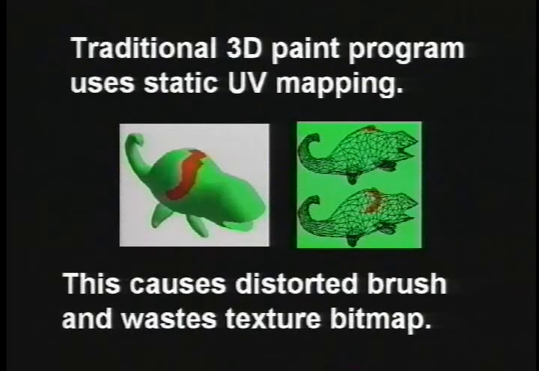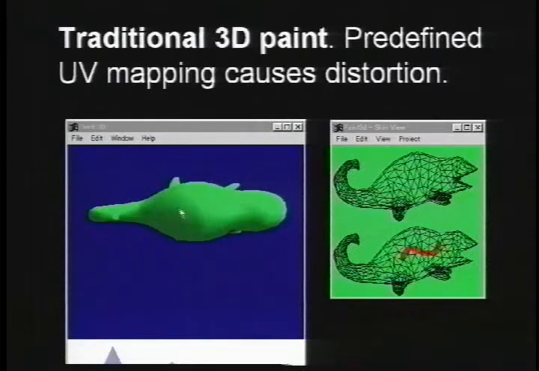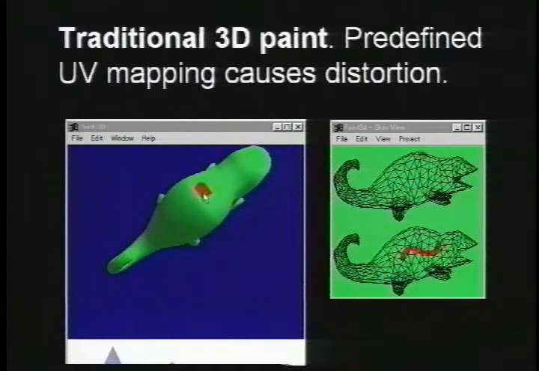Traditional 3D paint programs use static UV mapping, but this causes distorted brushstrokes and wastes texture bitmap. For example, if you use left to right projection, it is fine to paint on the side, but if you paint near the seam of the patches, the strokes are severely distorted.